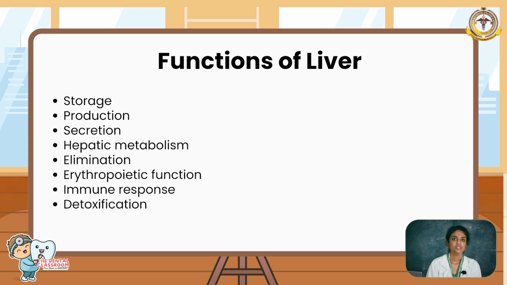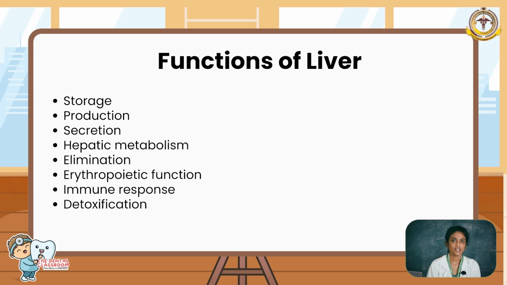Now we are going to see about the functions of the liver. There are many functions of the liver: storage, production, which is the synthesis, secretion, hepatic metabolism, elimination, which is the excretory function, erythropoietic function, protective immune response, and detoxification. The storage function is that the liver helps in storing proteins, vitamins, iron in the form of ferritin, and copper. Next, coming to the synthesis function, the liver helps in synthesizing the plasma proteins, which include albumin and fibrinogen.